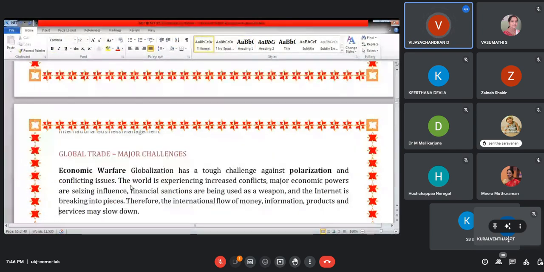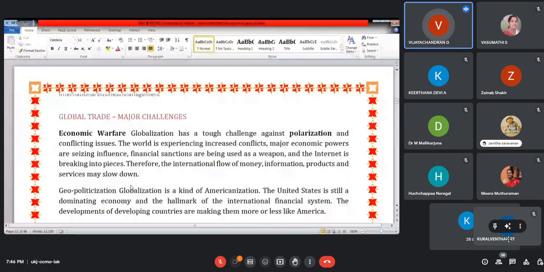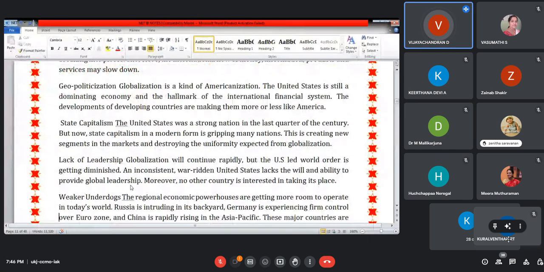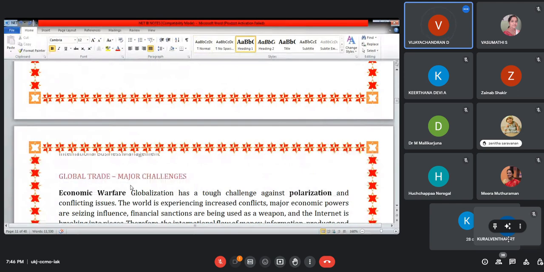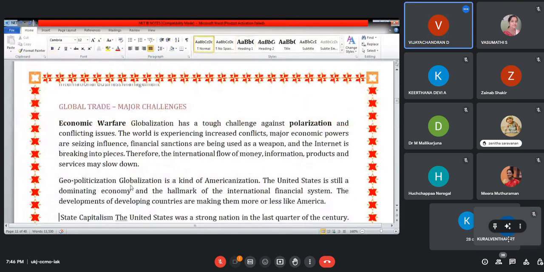So what are the challenges? What are the major challenges in international trade? Okay, so the first one is polarization. So what is polarization? The dominance of one region. See, exports will be done more by the European countries compared to the Asian countries. So that dominance will be there, and that will be faced in international trade.